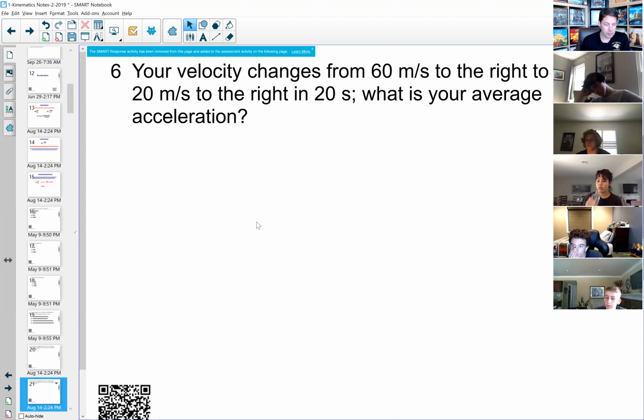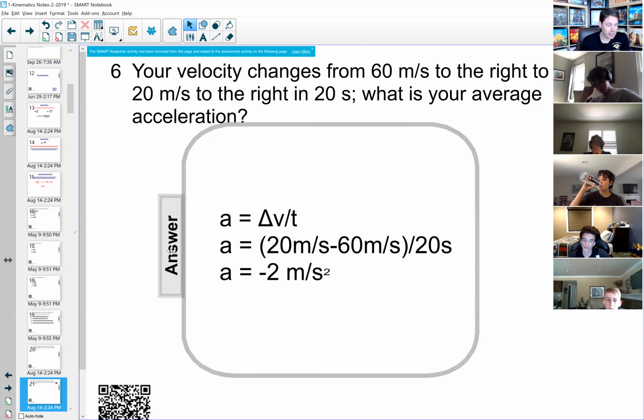All right, seeing most of you already putting an answer in, and 100% agreement so far. It is negative 2 meters per second squared. We take the final velocity of 20 minus the initial of 60, which gives us a change of negative 40. Time is a scalar, so it has no sign. So our negative 40 meters per second divided by 20 seconds gives us a negative 2 meters per second squared.